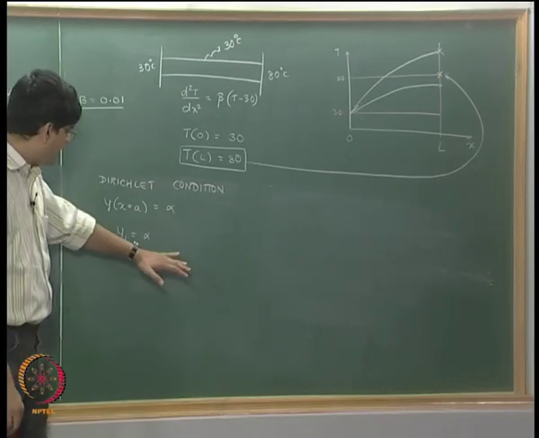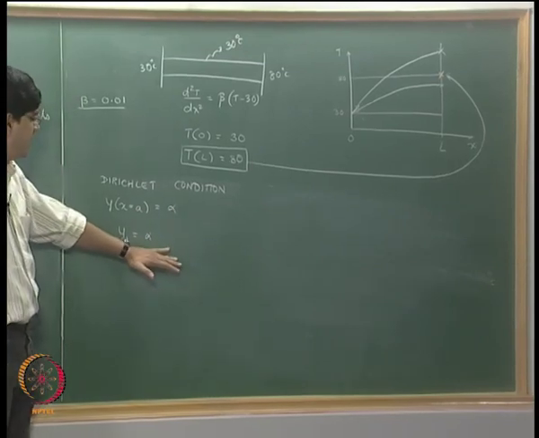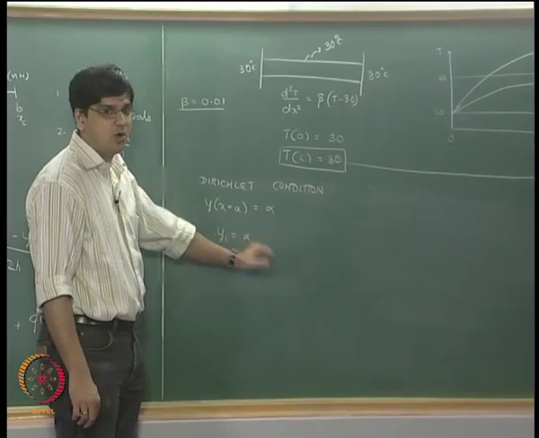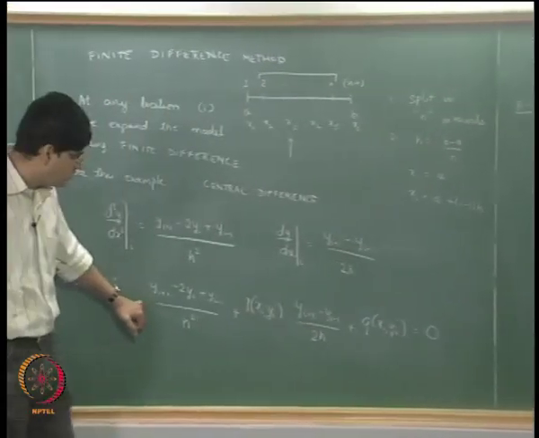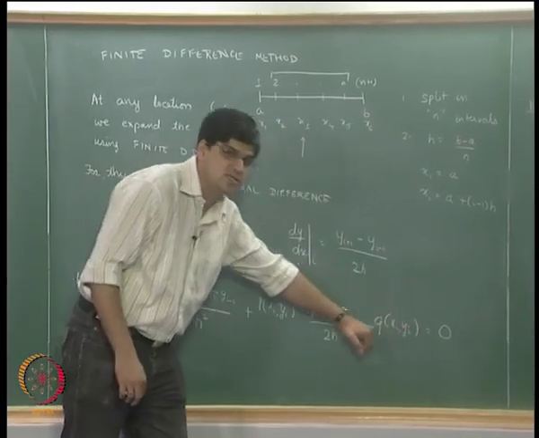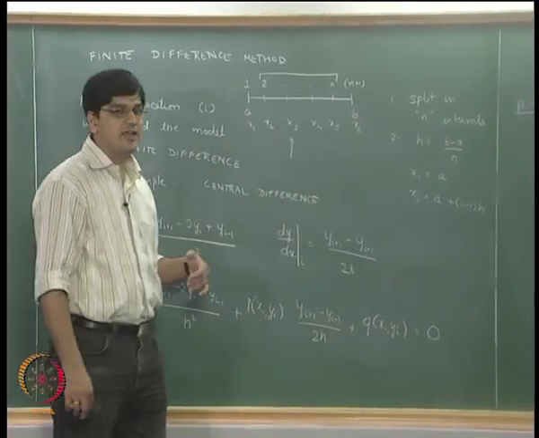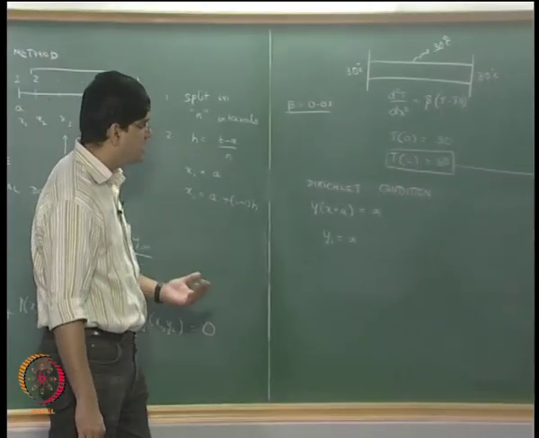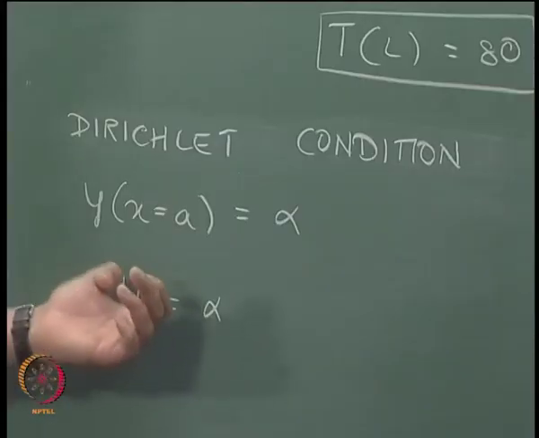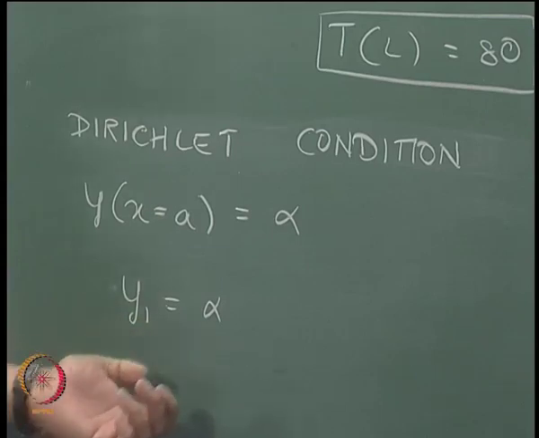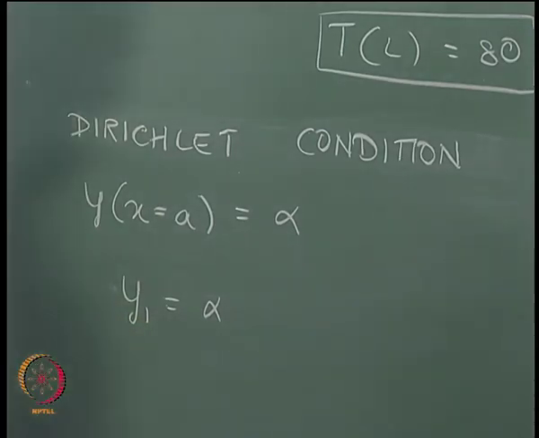So, now we have our first equation, y1 equal to alpha. Our second to nth equations are going to be these, okay, and our n plus 1th equation will again come from the boundary condition. If it is a Dirichlet boundary condition, again we will get yn plus 1 equal to beta.